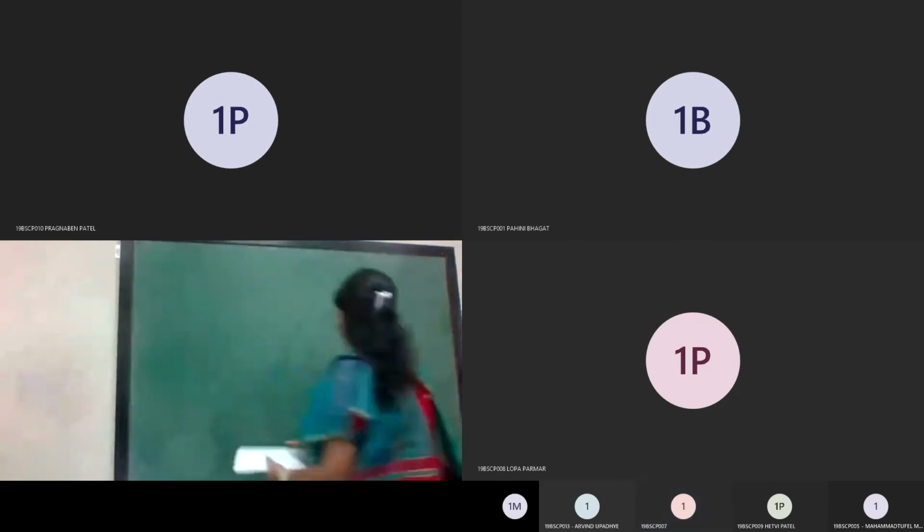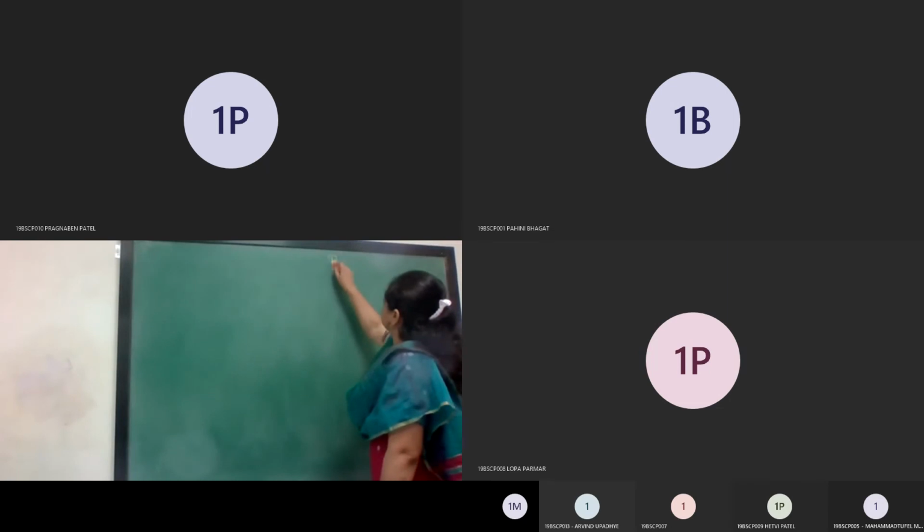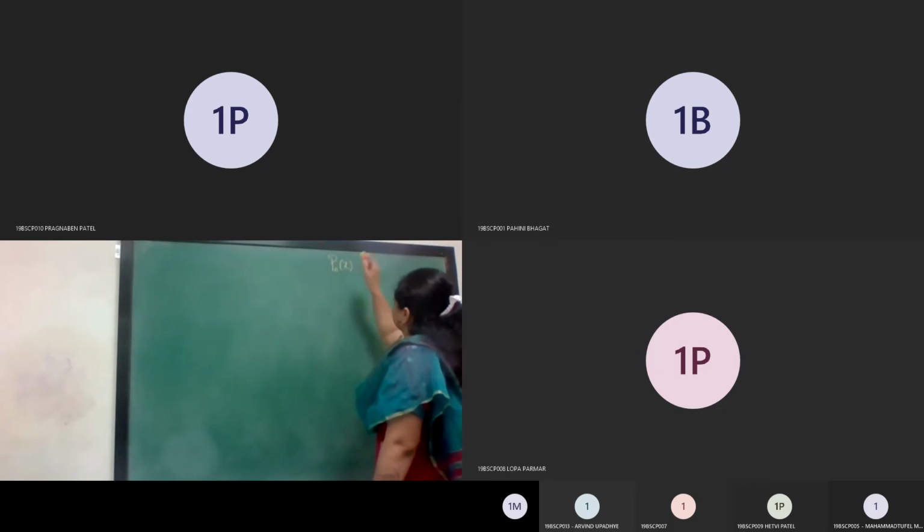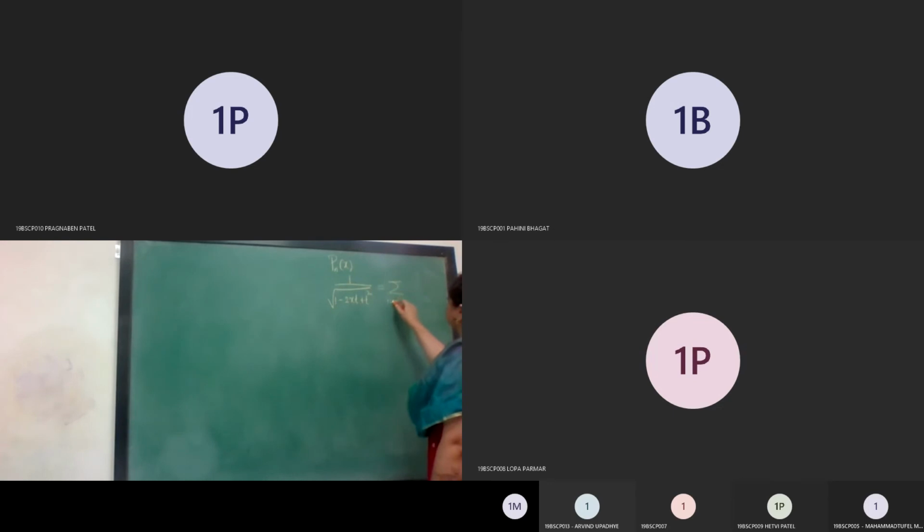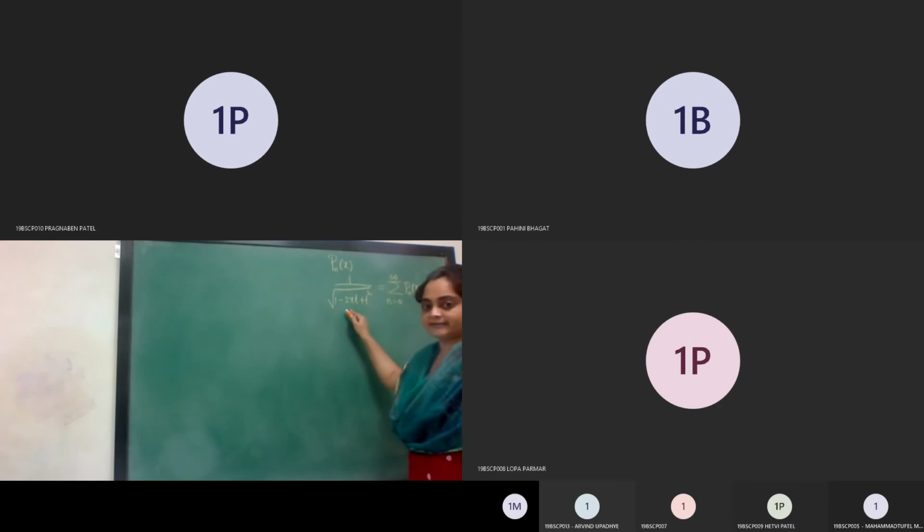So, if you remember, for the Legendre polynomials Pn(x), we started with the generating function: when you consider 1 upon square root of 1 minus 2xt plus t squared, this is the generating function for the Legendre polynomial. That is what we saw yesterday, for t not equal to 1. After this, we started with the properties using this generating function relation.